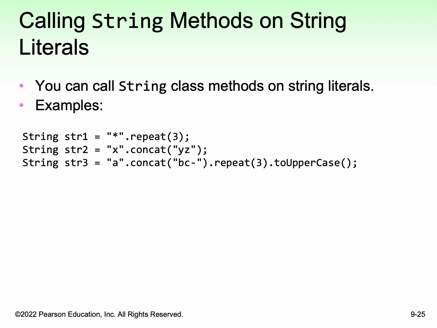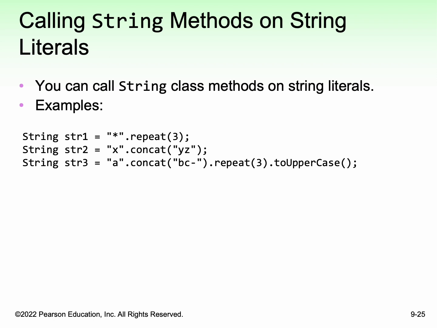Now, the second one, str2, has an x concatenated with y and z, and that's going to result in string 2 being equal to xyz, because remember, concatenation is just the addition of two strings. Now, in str3, we are doing a bunch of methods one after the other. I showed you an example of this earlier, and this is a good way to work with a lot of methods on one string.